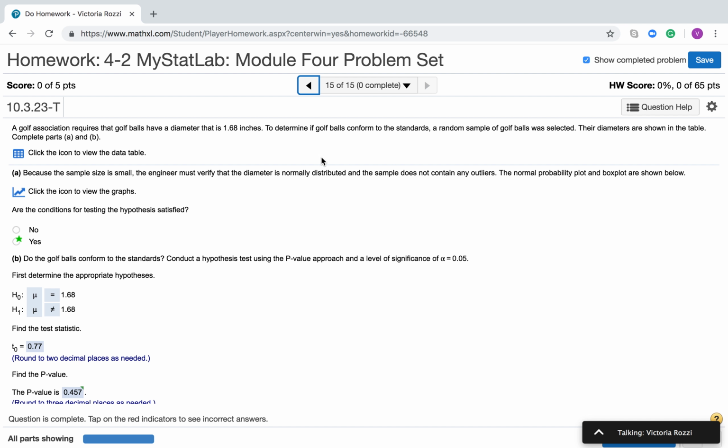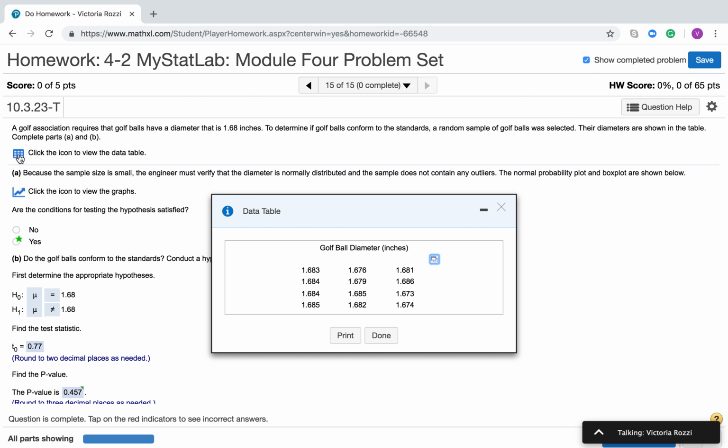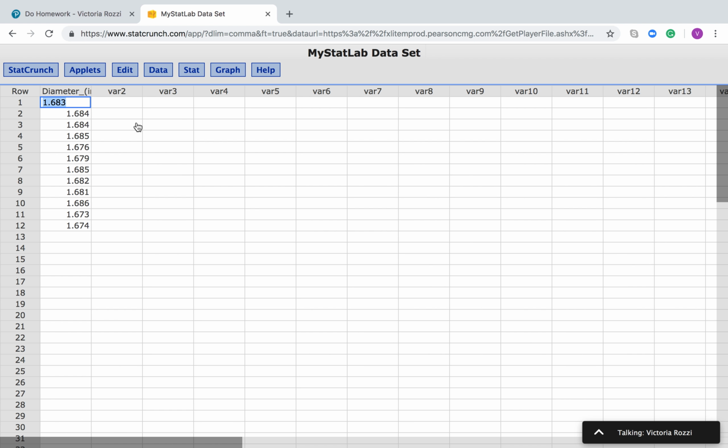To determine if golf balls conform to the standards, a random sample of golf balls was selected. Their diameters are shown in the table. So we do have our data table here. And what's really nice is you actually don't have to copy and paste anything. If you click this little blue box, you're going to be able to open this in StatCrunch. So I'm going to go ahead and open it in StatCrunch right away because I know if there's that much data, then I'm going to want to use StatCrunch. I don't want to do these calculations by hand. And as you can see, it's filled in a column with the diameter of the golf balls for me.